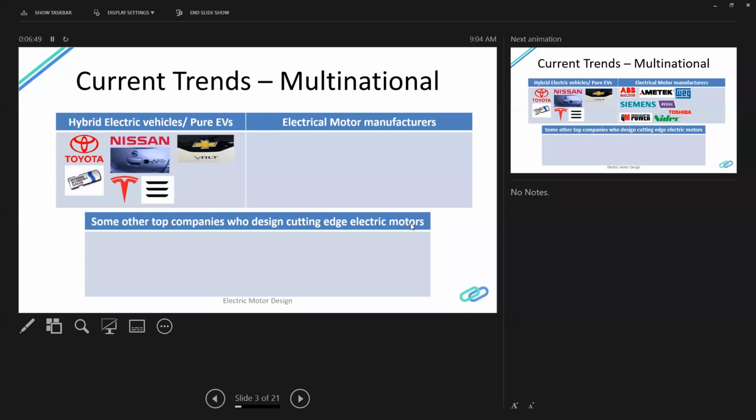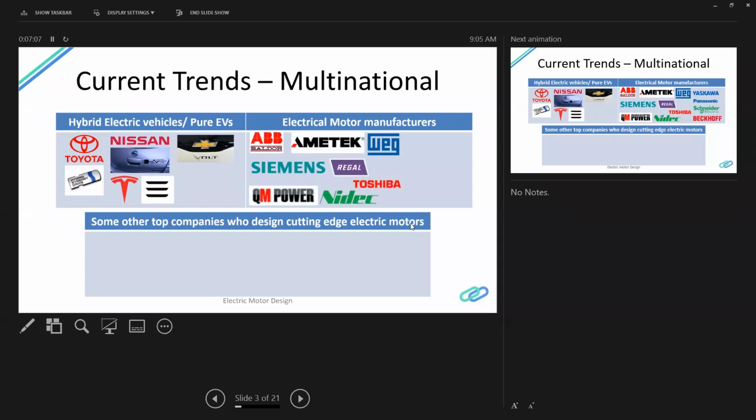Tesla started with an induction motor design, and then eventually I think they have gotten into permanent magnet motor designs as well. Chevy Volt is a pure electric vehicle, and they have their own motor design. Apart from automobile manufacturers, the electric motor manufacturers that are commercially selling these motors obviously put a lot of R&D into developing next generation electric motor designs. Some of the most famous electric motor manufacturers around the world are ABB, Siemens, Nidec, Toshiba, and WEG. These companies are the market leaders in the electric motor manufacturing industry.